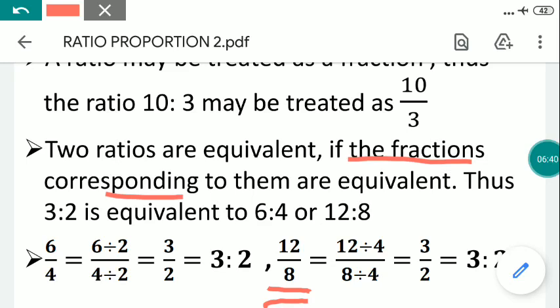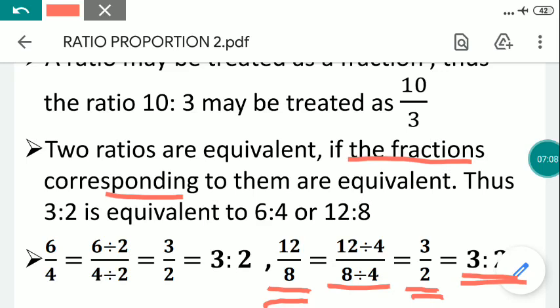So divide numerator and denominator by the highest common factor of 12 and 8, that is 4. That is 12 divided by 4 upon 8 divided by 4, which is equal to 3/2. And 3/2 in terms of ratio is written as 3:2. So these are equivalent fractions. So therefore they are equivalent ratios.